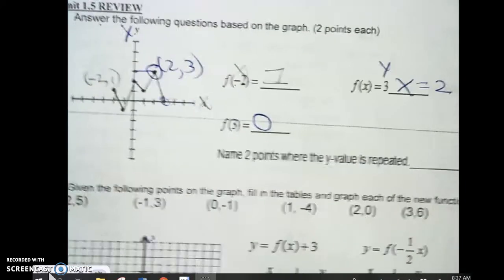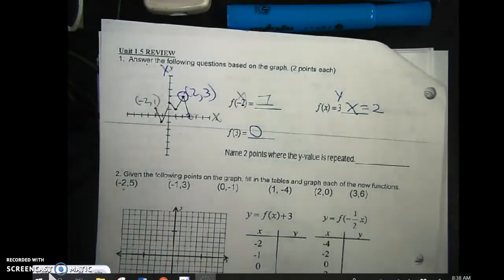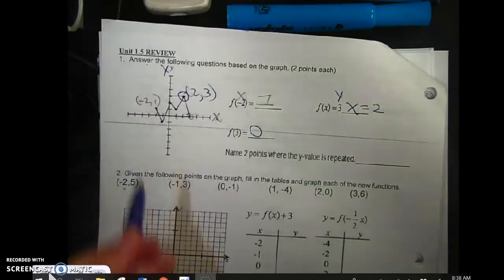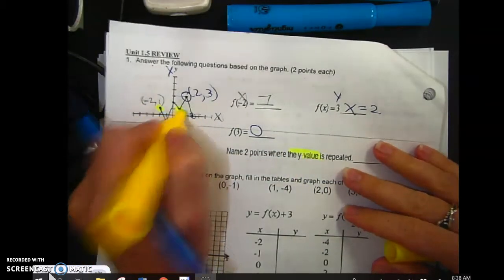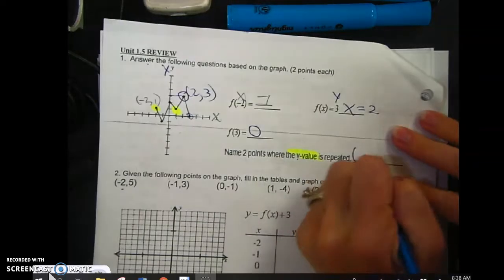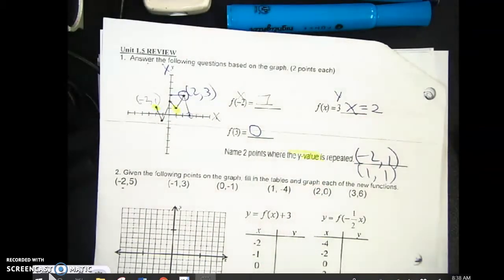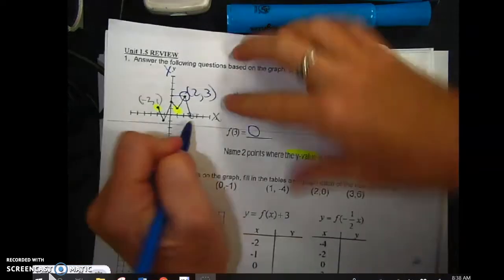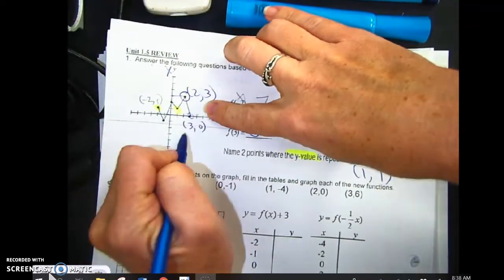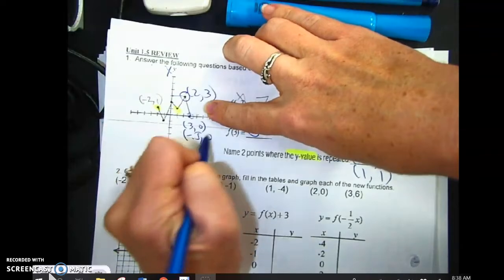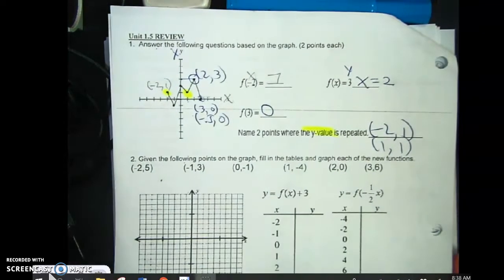Okay? Name 2 points where the y value is repeated. So it looks like I see, I'll just highlight that. It looks like it's right here and there. So it looks like -2, 1, and 1, 1. There's other examples. You could say 3, 0, and -0.50. That's another one. Whatever. You don't have to give me both. You're not going to get bonus for more.